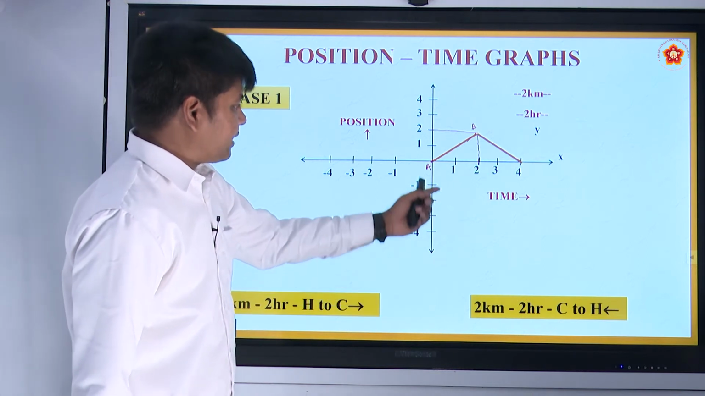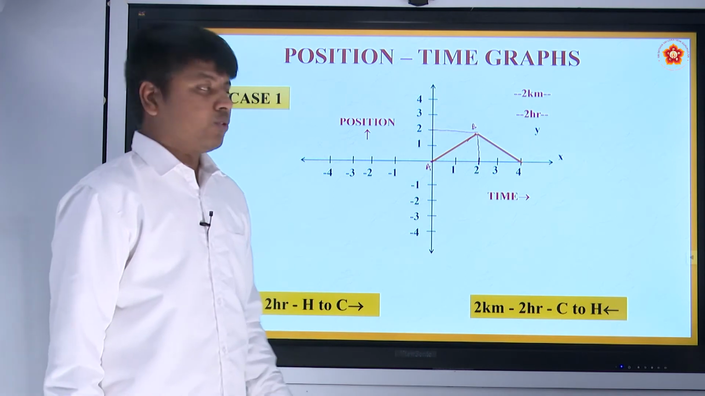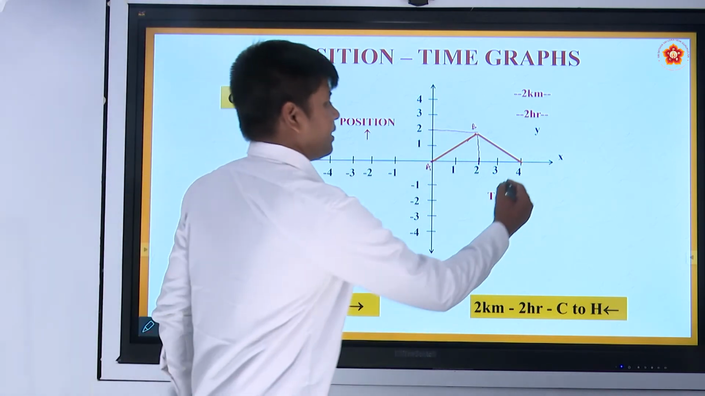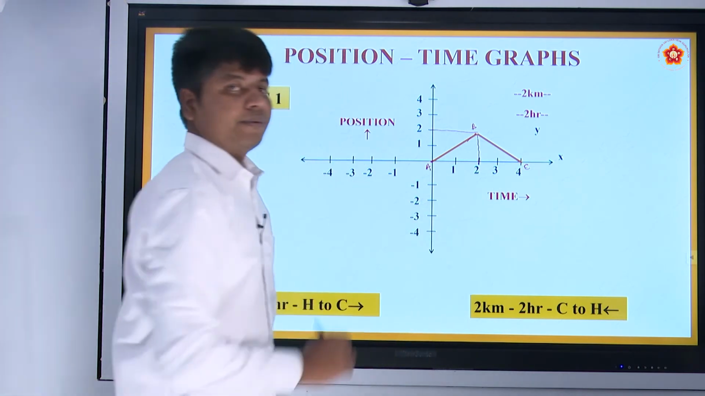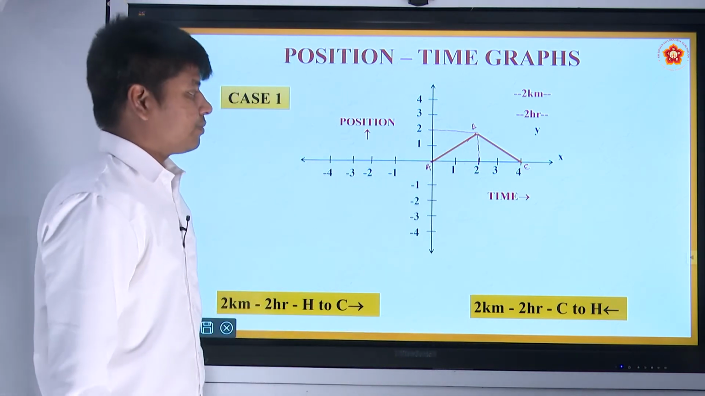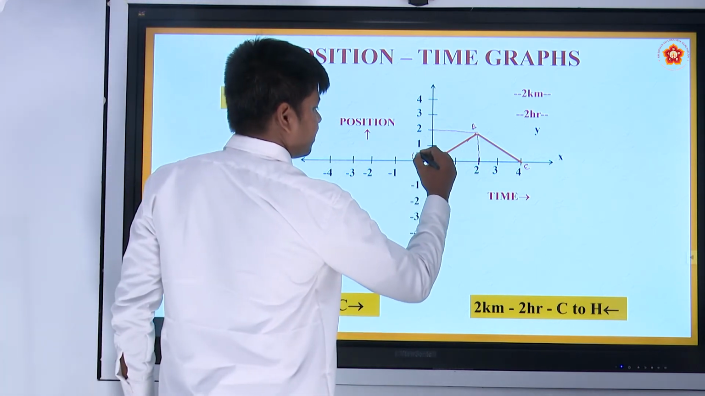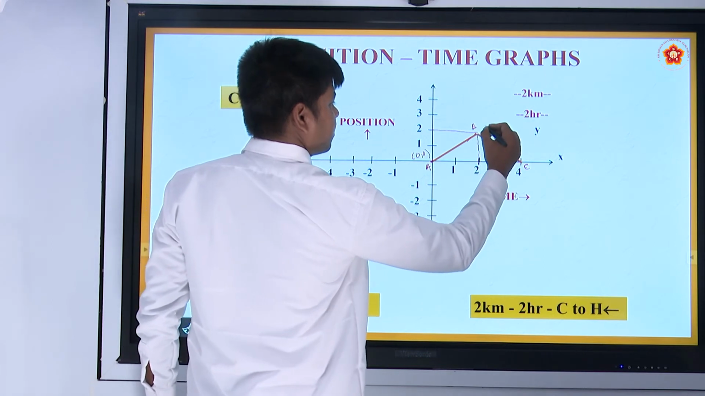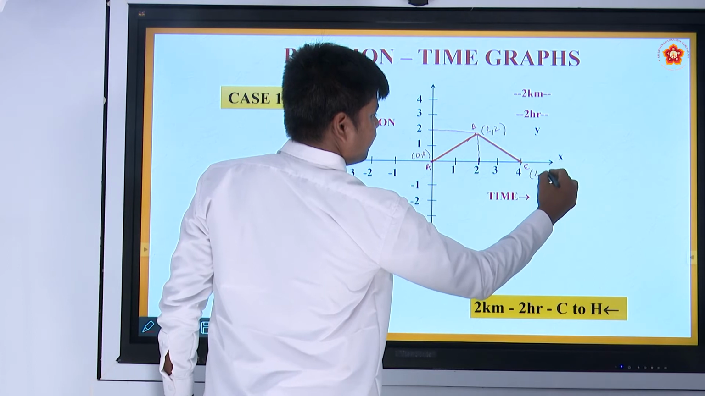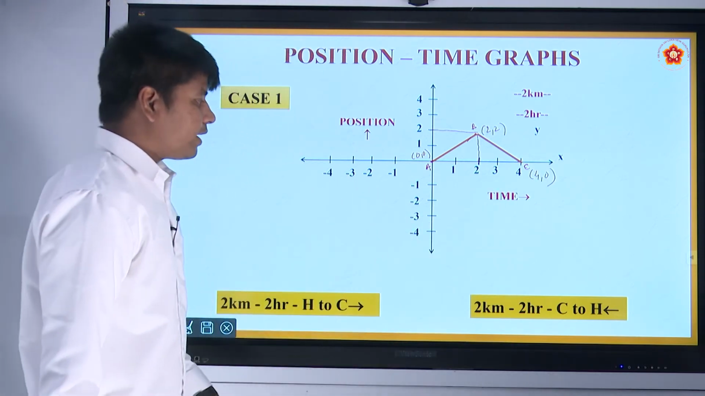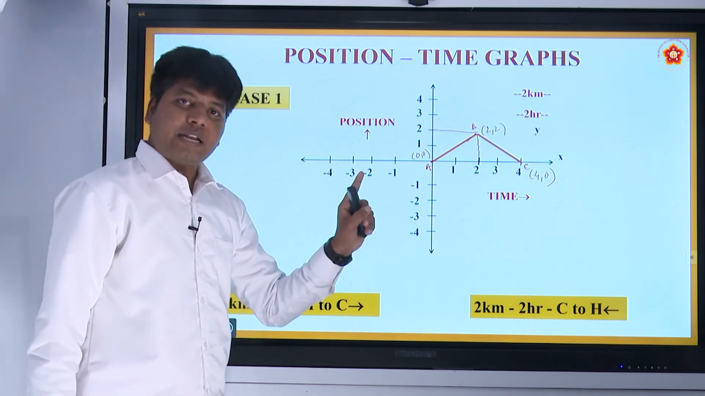So in the same 2 kilometers, you have come down, and it took 2 hours to come from B to, for example, this is actually point A only. Let us give another coordinate C, because the time is changing. So let us write these coordinates: 0, 0, 2, 2, 4, 0. Alright. Now what is the slope of this position time graph will give you?